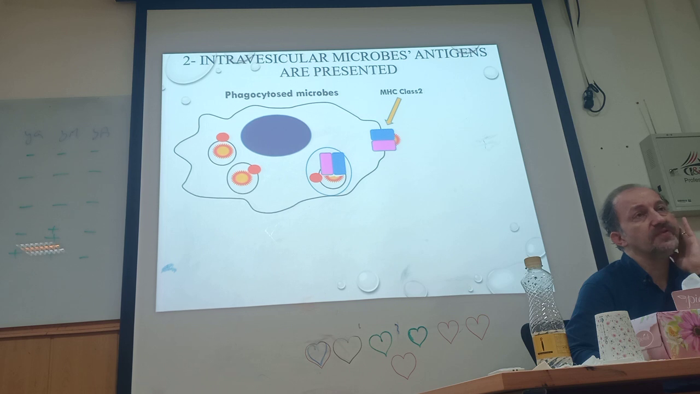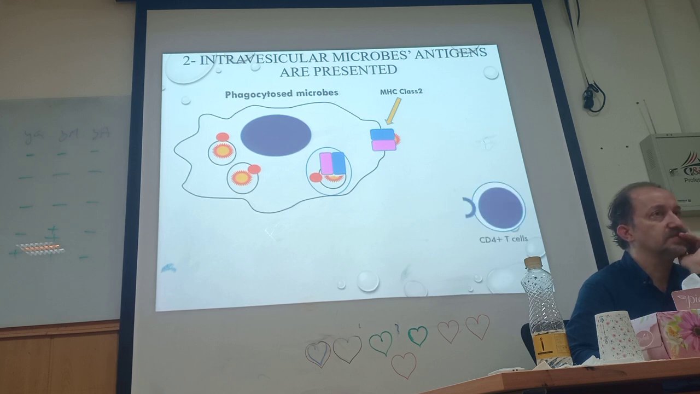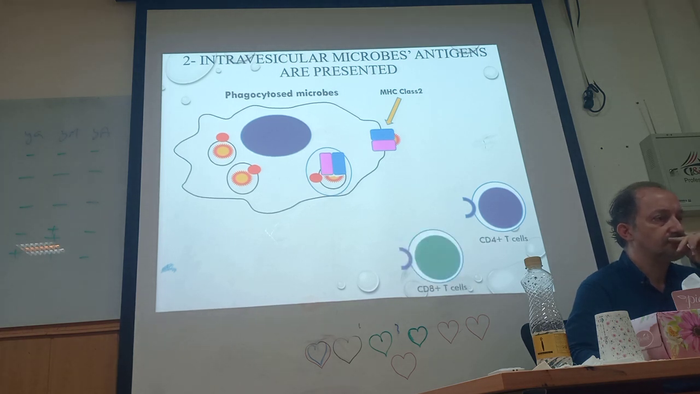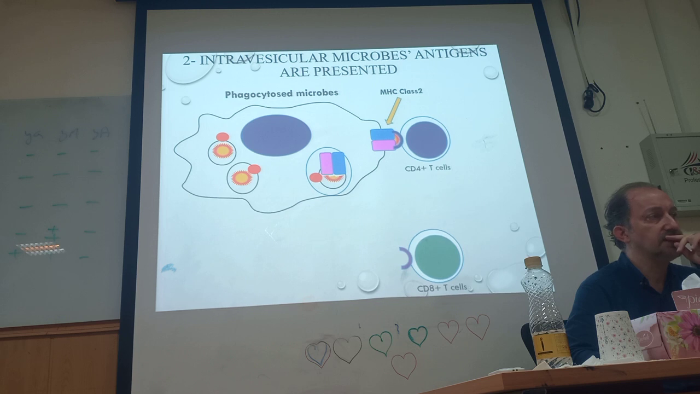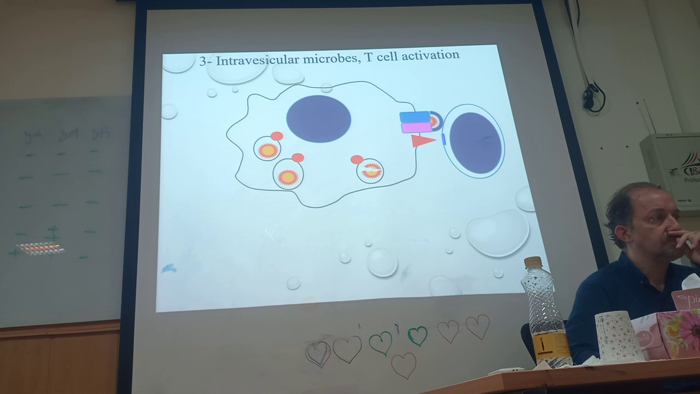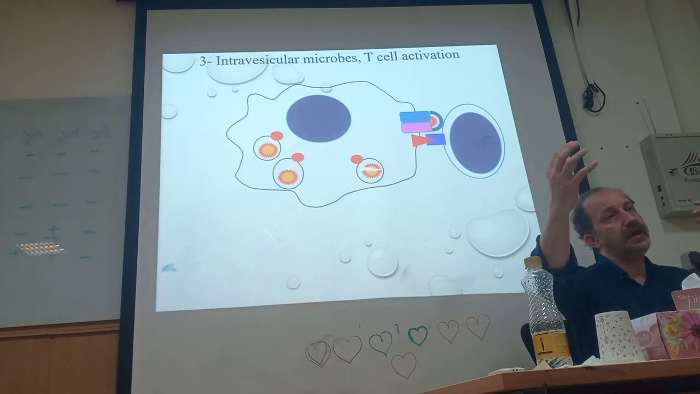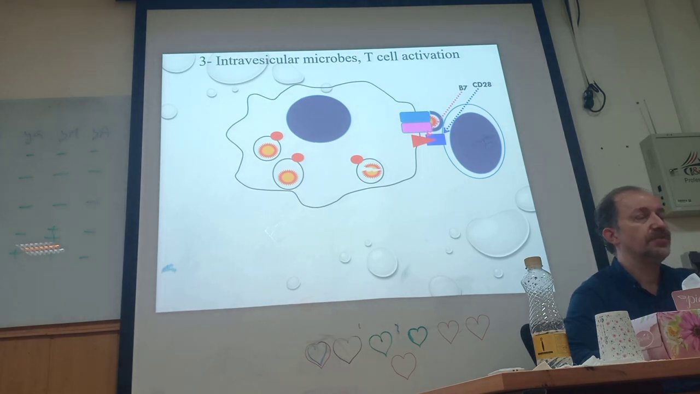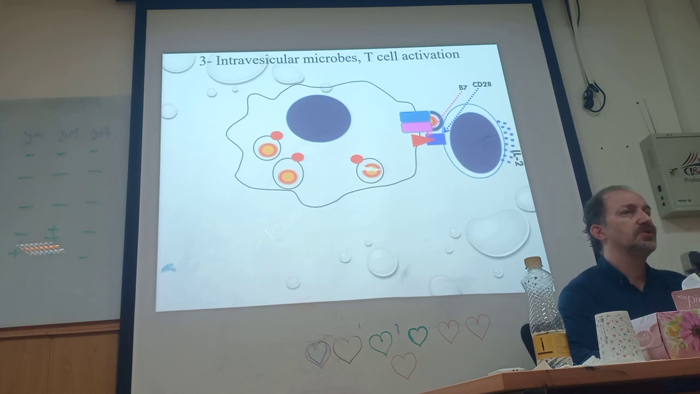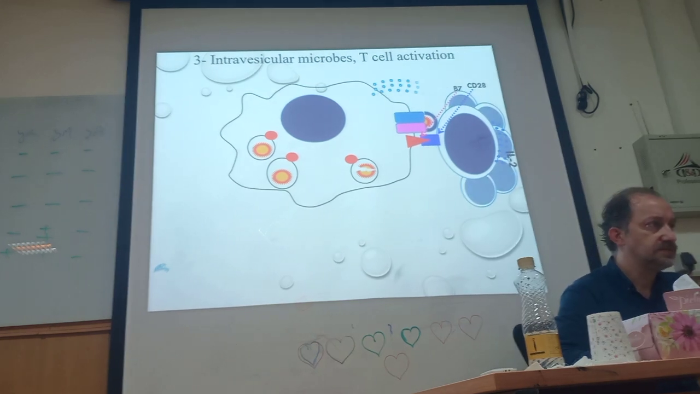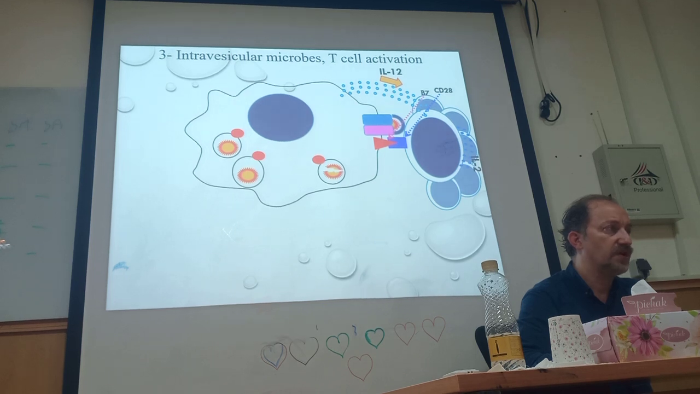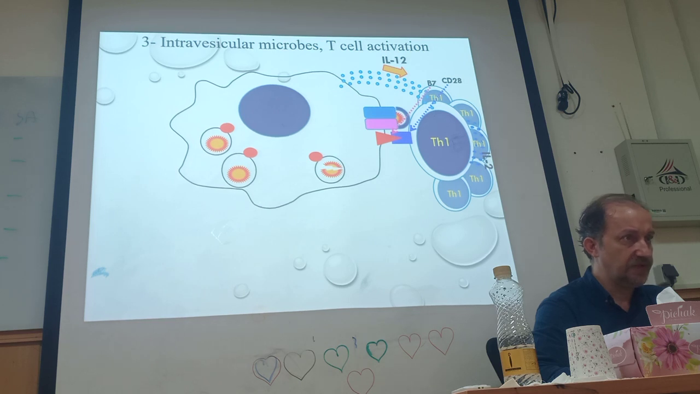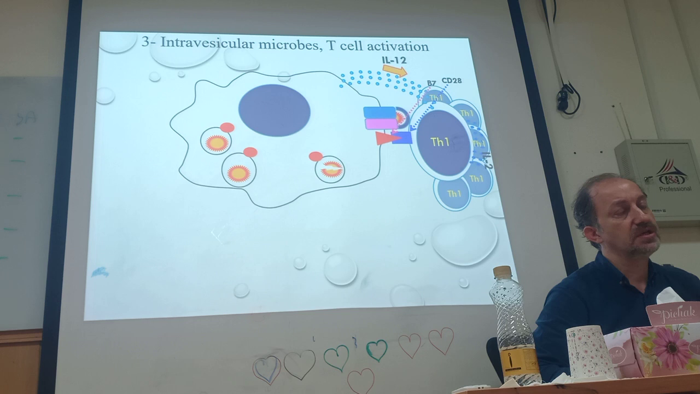And MHC class 2 should attach to which cells? CD4 T cells attach, and CD8 T cells could help in cytotoxicity. Okay? So CD4 T cells attach to the MHC class 2. And then we have the CD28 and B7 interaction, and we have production of interleukin 2, exactly. So it stimulates proliferation. We have different cells. Then we have production of IL-12 from the phagocytes, and then we will have maturation to Th1, and then Th1 produces interferon gamma.